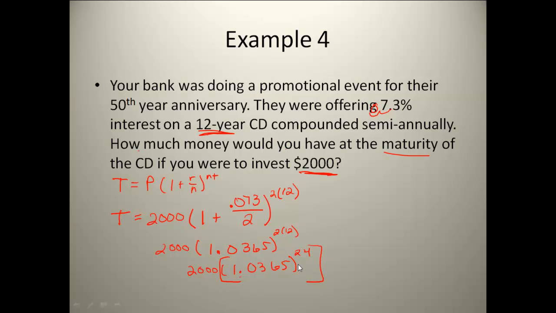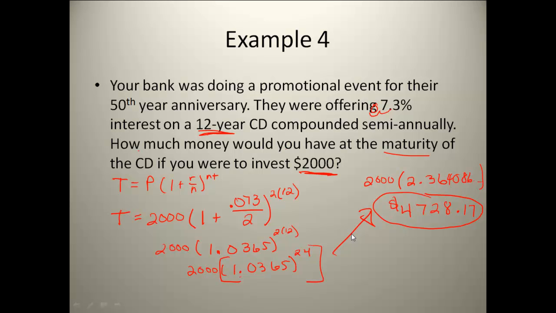So next I have to do this piece right here, so raise that to the 24th power. So then I end up with 2.364086, and then multiply that by 2,000. And at the end of 12 years, you would have $4,728.17. So you made $2,728 on that investment. That would be our total after the 12 years, just for letting our money sit there.